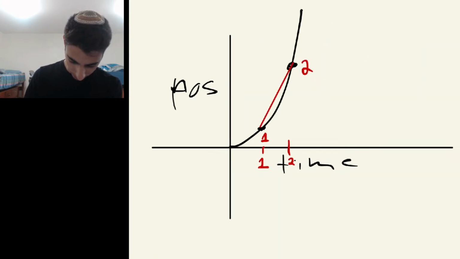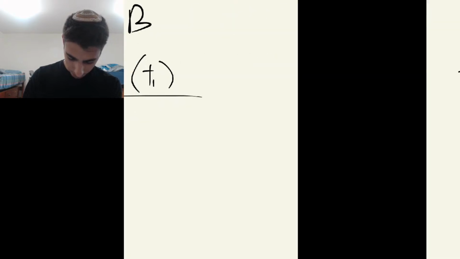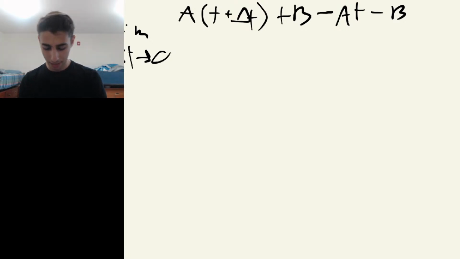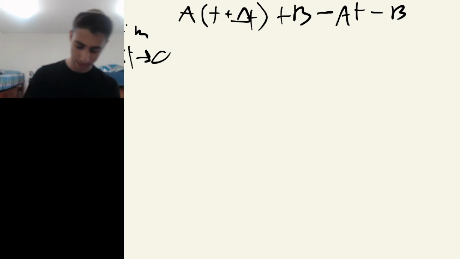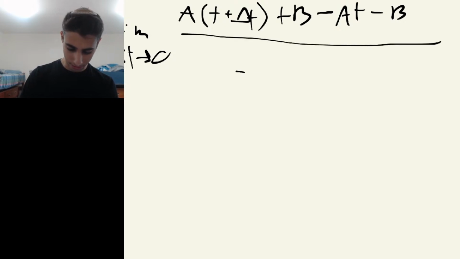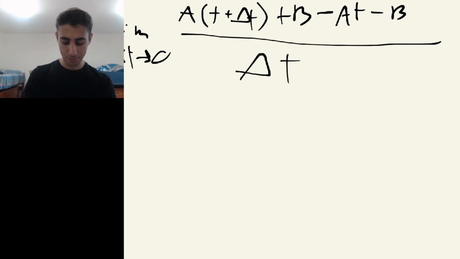Did I write it? I didn't write it anywhere. I guess I deleted it. But it's going to be minus the function, so that's going to be a t plus b, but it's going to be minus that, so it's going to be minus a t minus b over delta t. Now the problem is we can't just plug in 0 yet, because then we'll get a division by 0, but we can figure things out.